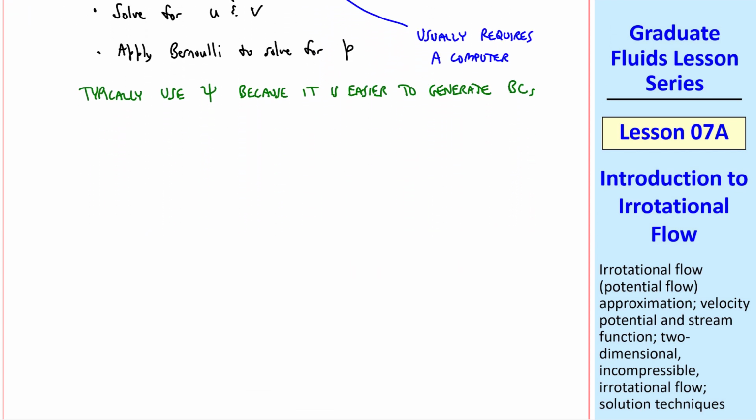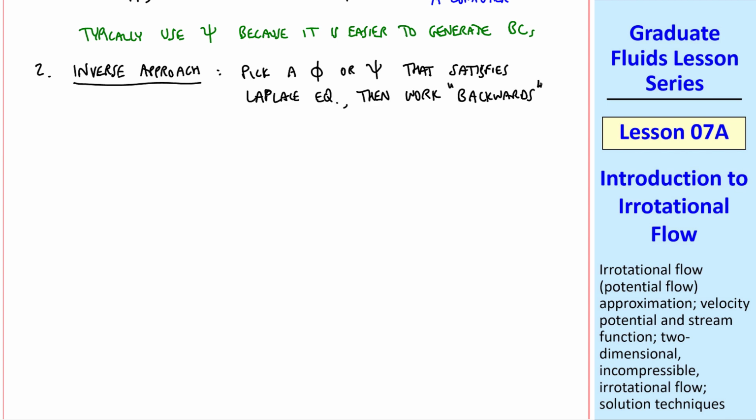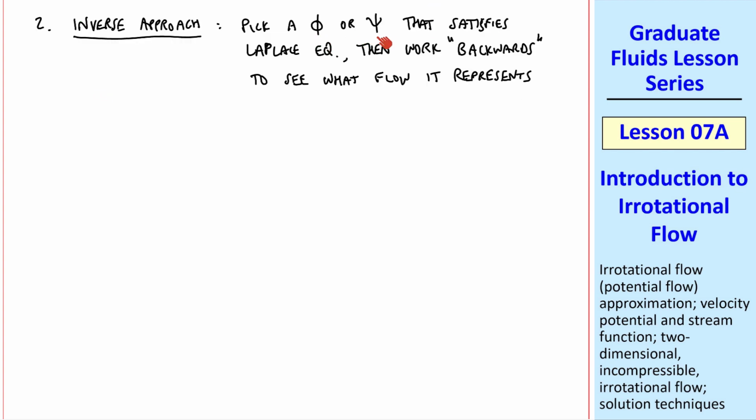The second way to solve this is what I'll call the inverse approach. We pick a function phi or psi that satisfies the Laplace equation. Then we work backwards to see what flow it represents. This is an inverse approach because we start with just a function and find out what flow it represents, rather than having a flow in mind and solving for phi or psi from that flow field. For example, let's pick psi equals some constant times theta. But what does this flow represent?